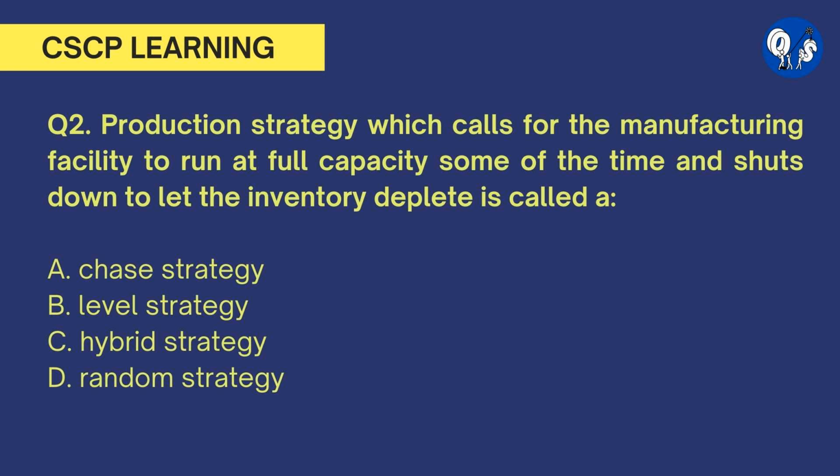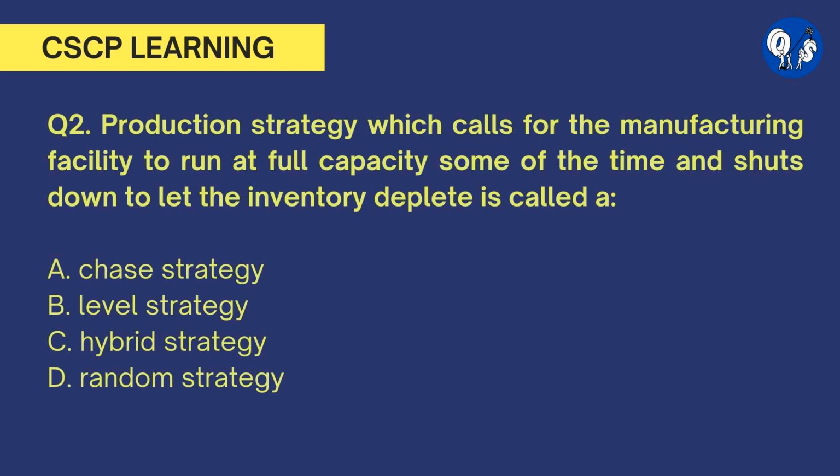Question number 2. Production strategy which calls for the manufacturing facility to run at full capacity some of the time and shuts down to let the inventory deplete is called A. Chase strategy, B. Level strategy, C. Hybrid strategy, D. Random strategy. The correct answer is C.